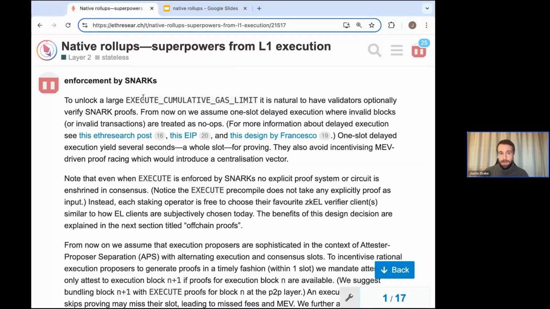And then the more ambitious idea is basically to try and increase the gas limit quite dramatically by having the validators verify SNARKs instead of having to do the naive execution. And here, because there's almost no increase in resource usage from the point of view of the validators, it's okay to have essentially an arbitrarily large gas limit from the point of view of the validators. But then there is another bottleneck that comes in, which is the provers.